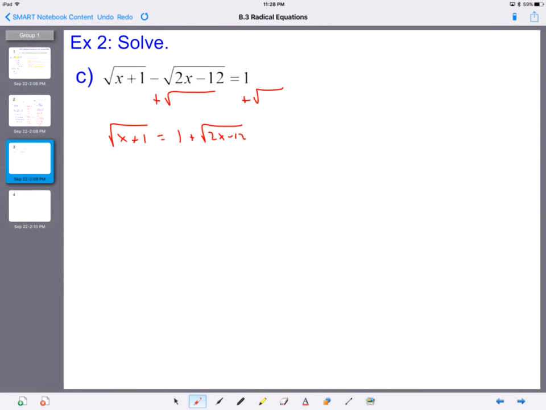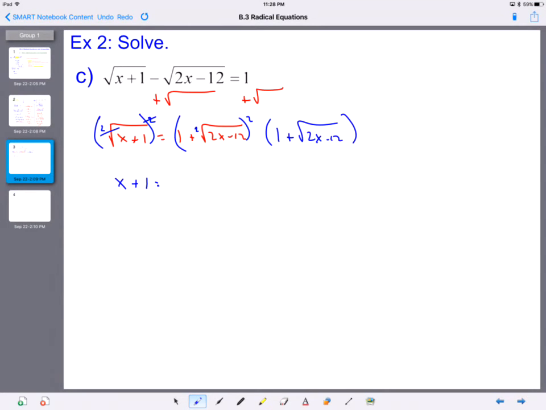Okay, so the next thing is we know that the index is 2, so we will square both sides. And when we square this side, it cancels. So you're just left with x plus 1, which is nice. But on the other one, this is 1 plus the square root of 2x minus 12 times itself. So this is a binomial times another binomial.